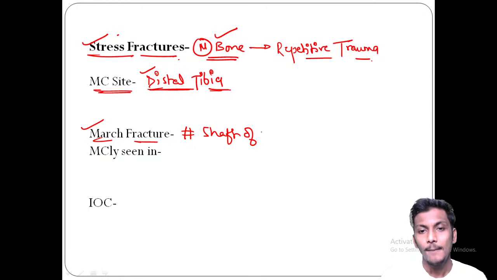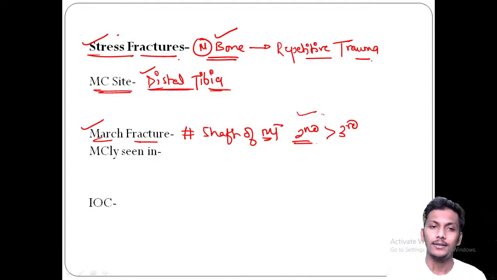Shaft of metatarsal. Which metatarsals? Usually it is your second and third metatarsal. If they ask one, please remember your answer should be the second metatarsal. Due to repetitive trauma, there is a fracture of the shaft of the metatarsals, more commonly the second metatarsal as compared to the third, and it is known as your march fracture. It is most commonly seen in whom? It is most commonly seen in your soldiers.